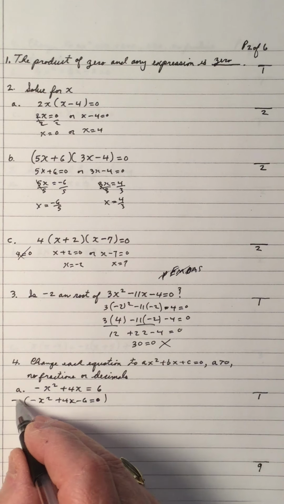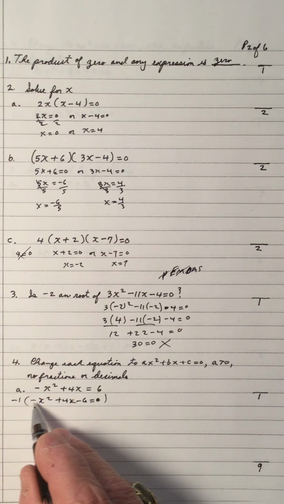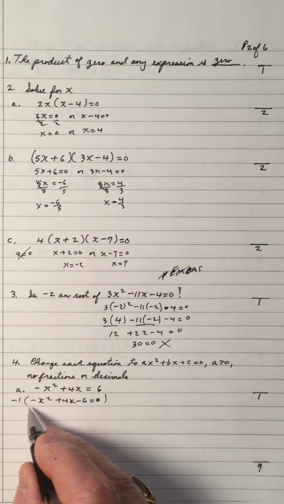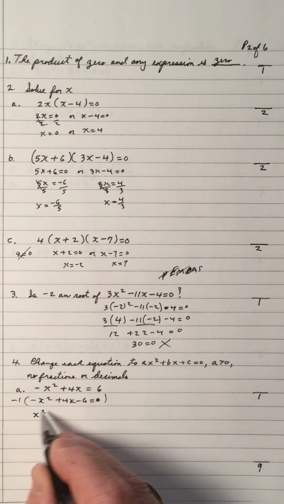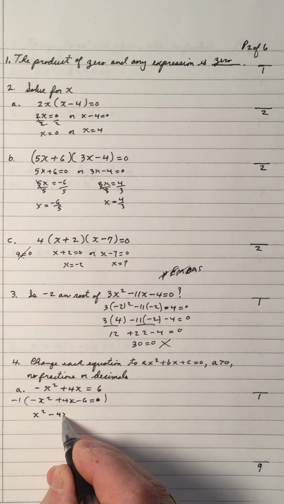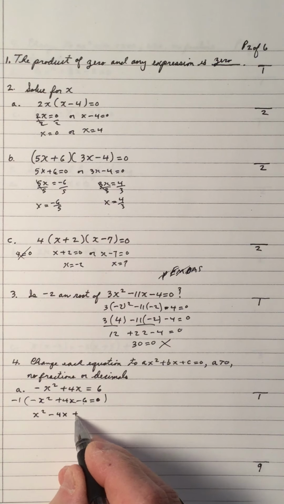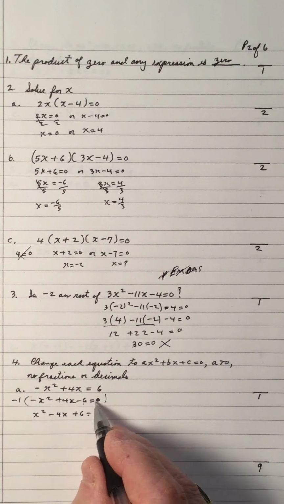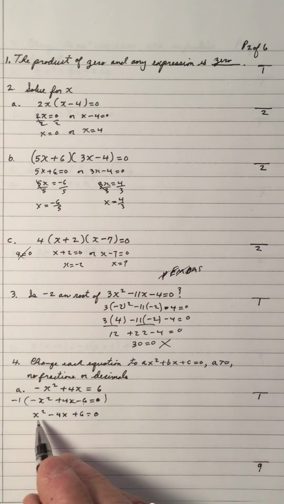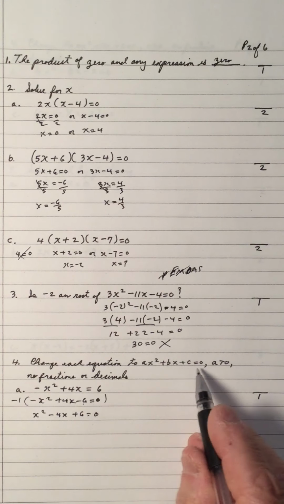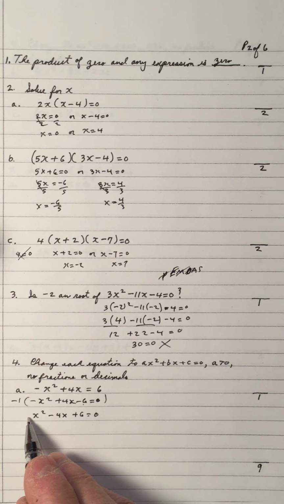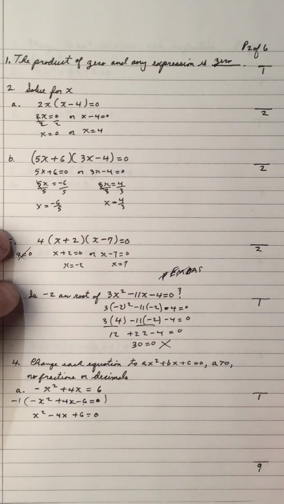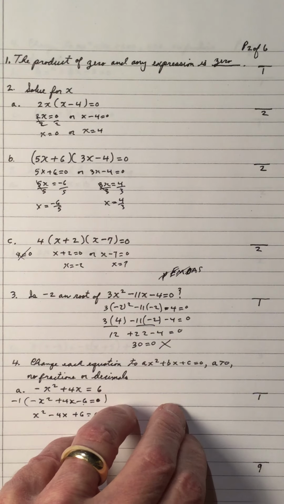Now I'm going to multiply through by negative 1. Negative 1 times all these terms, we get positive x squared, negative 4x plus 6, and negative 1 times 0 is 0. So if you have this equation, it is in the right order. No negative a, no fractions, no decimals. Give yourself a mark. Total up your page out of 9.